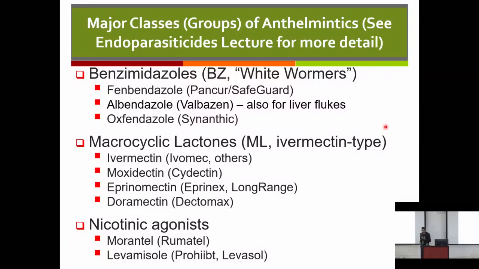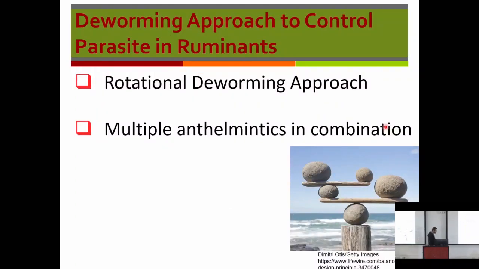We talked about all the anthelmintics in the endoparasiticide lectures, and this is one of the examples I put here. The three major groups of anthelmintics we discussed in the endoparasiticides, along with their toxicity and dosages. Okay, so based on these strategies, how can we use deworming approaches to control parasites, especially nematode parasites in ruminants? There are two types of approaches: either a rotational deworming approach or multiple anthelmintics in combination. We can discuss the pros and cons of these two approaches and which one is better to adopt.